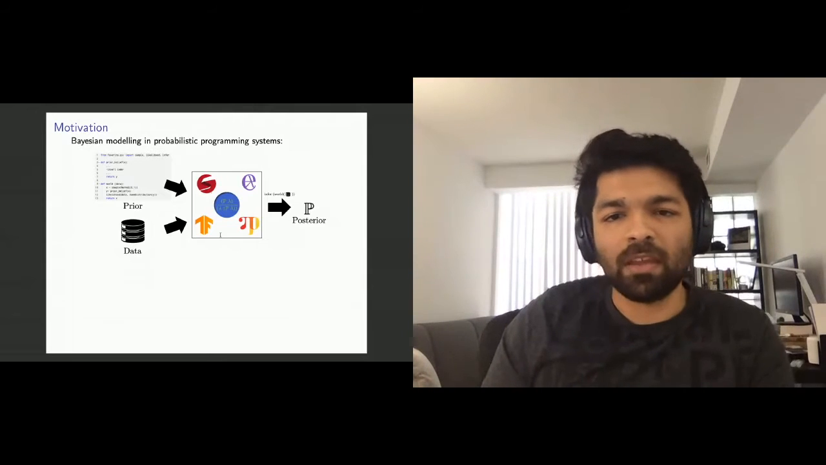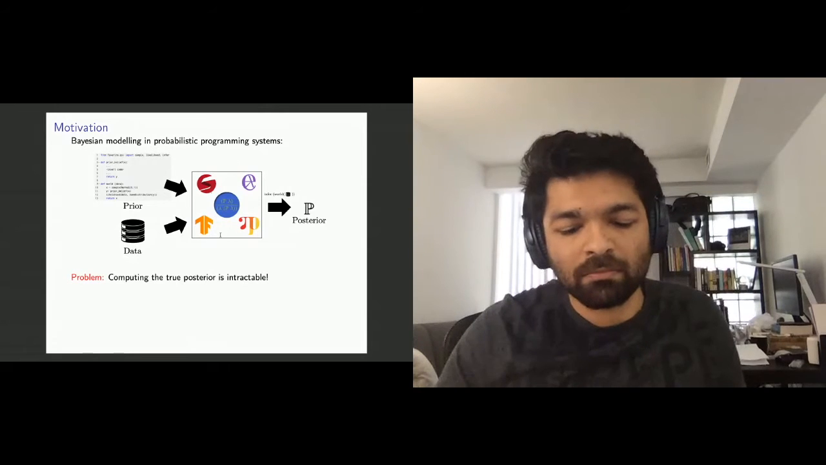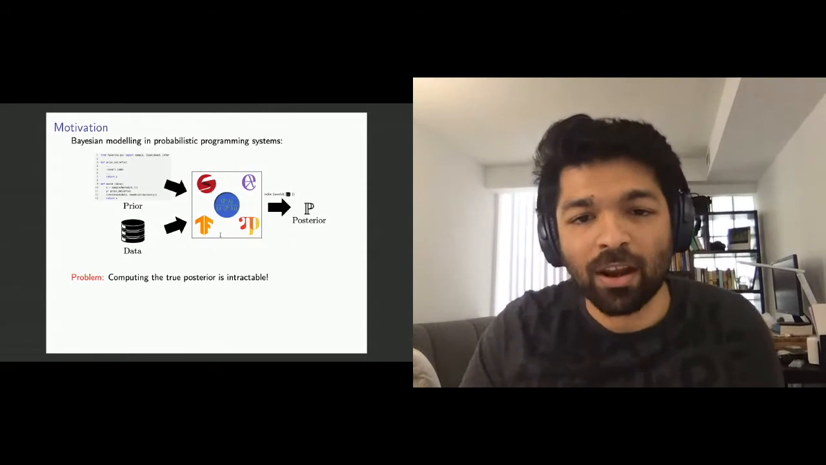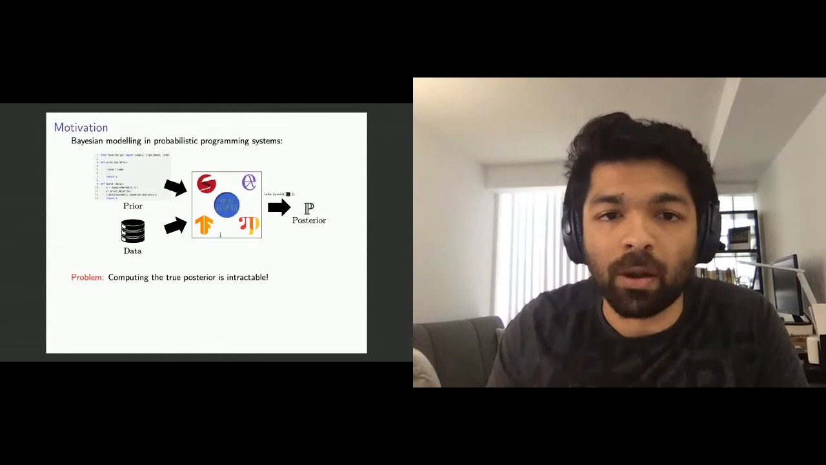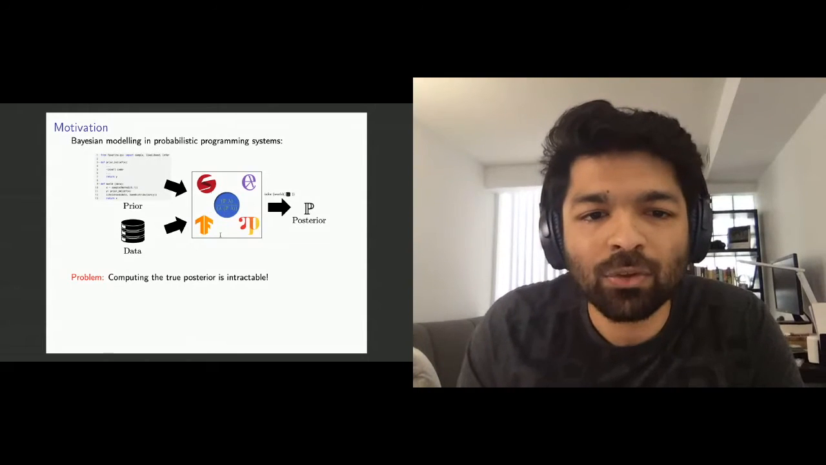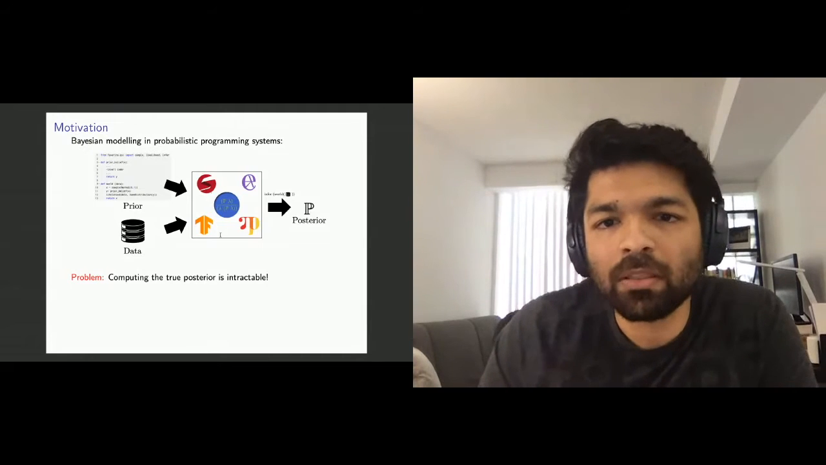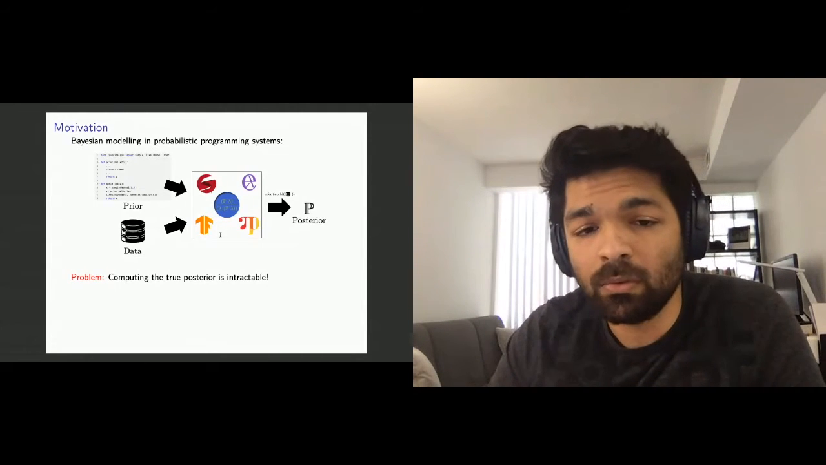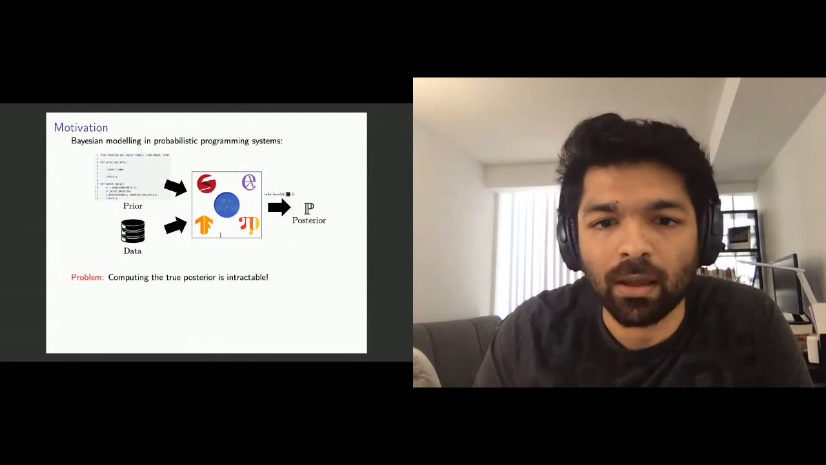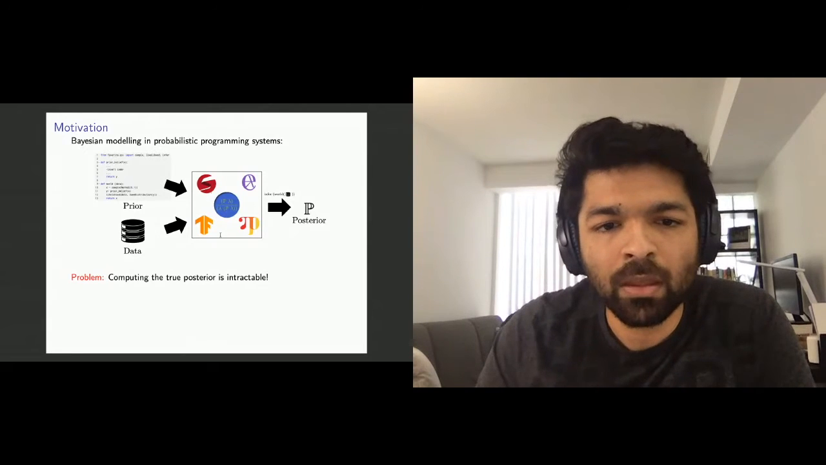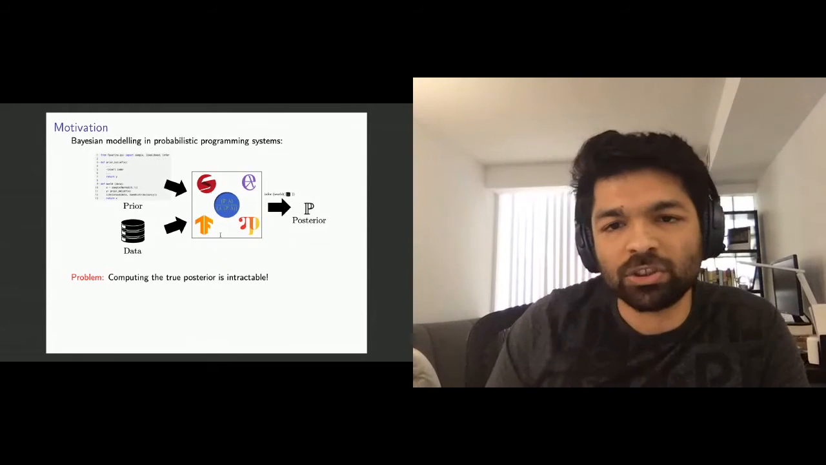So as we heard in Guy's talk, there are many classes of models for which computing the posterior is tractable, but they're very structured. But because probabilistic programming allows for representation of very large classes of models, computing the true posterior for most of them is intractable. So what these probabilistic programming systems do is essentially compute an approximation. So we have a p tilde now instead of the true posterior.